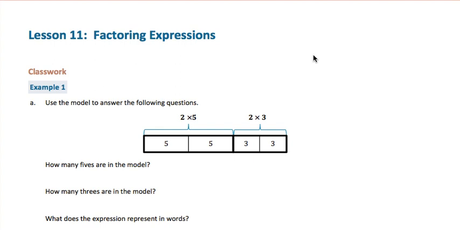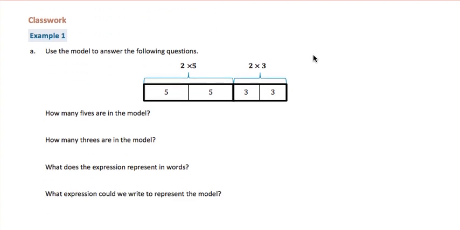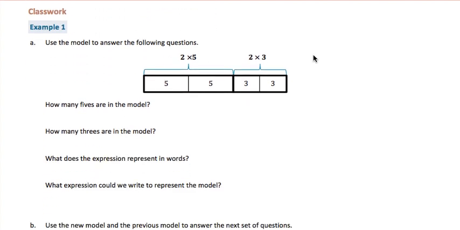In Module 4, Lesson 11, we're going to factor expressions. So we're looking first of all at a model that we're going to use to answer the questions. How many 5s are in the model? So we see 2 5s. And how many 3s are in the model? There are 2 3s. Look at the similarity. There are 2 5s and there are 2 3s.